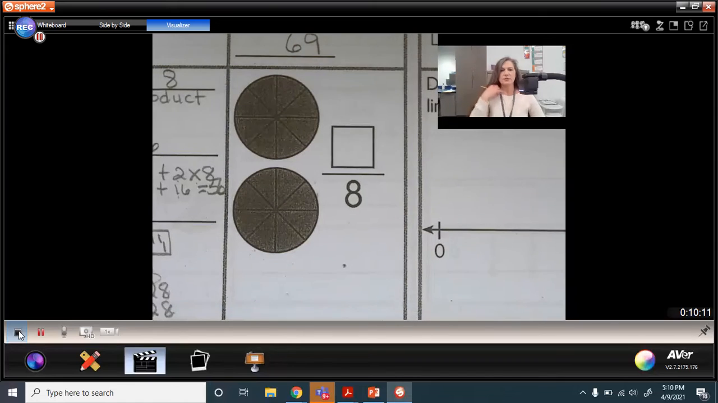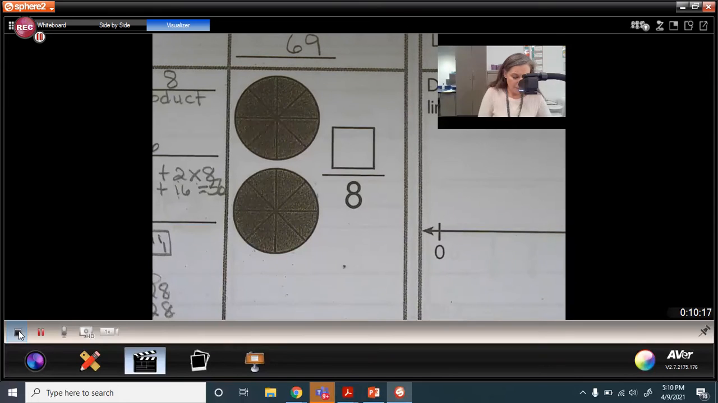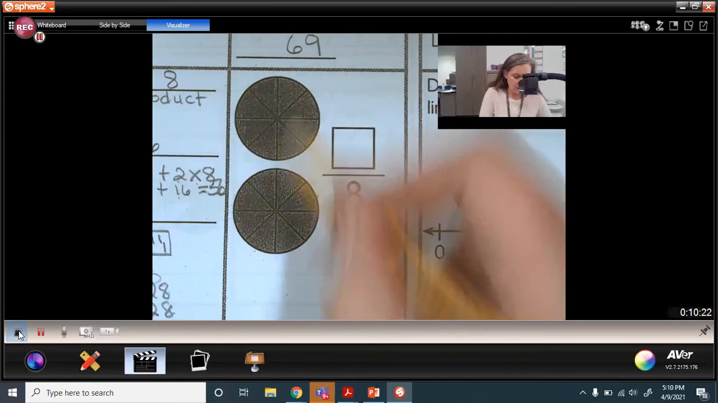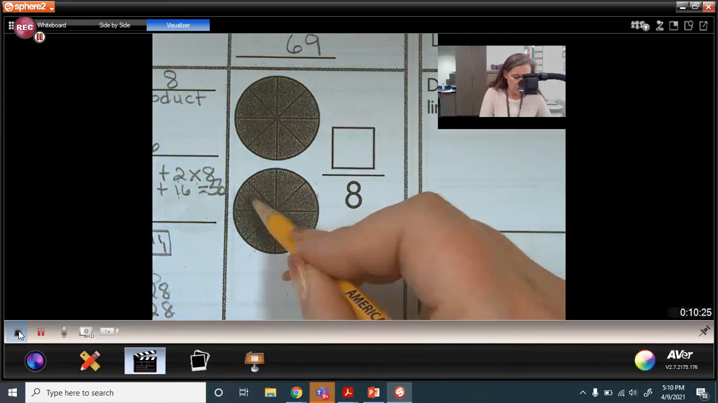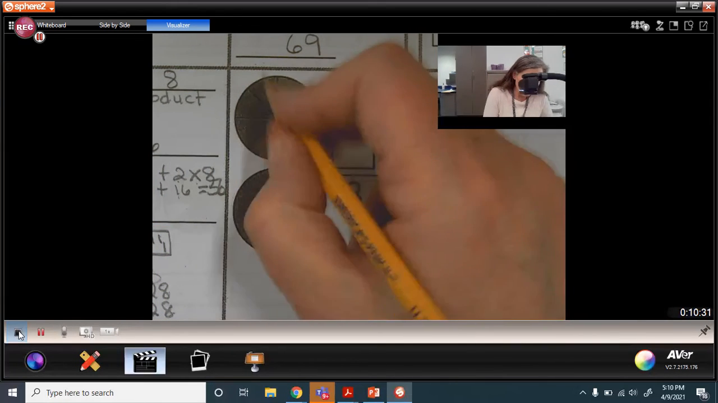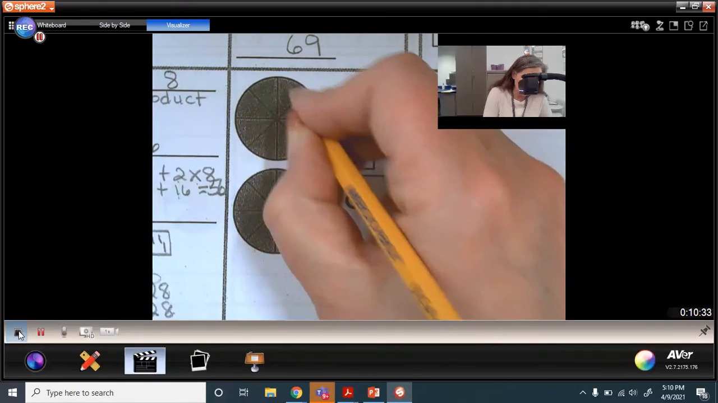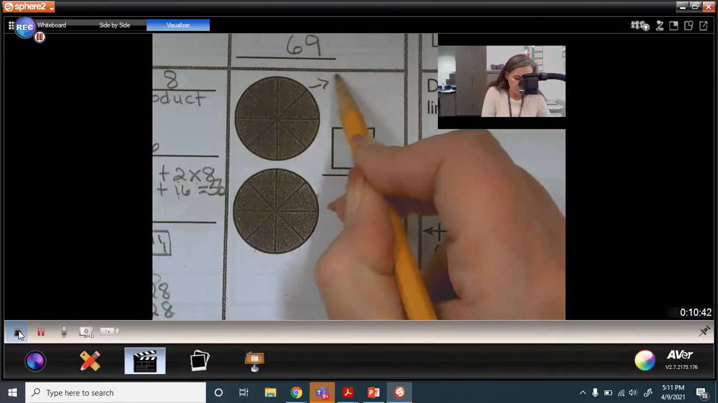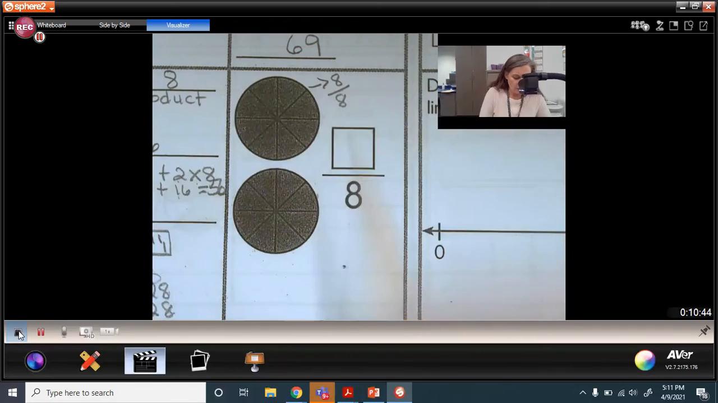And again, this is going to be a fraction problem. Remember, this is a whole circle. It's broken up into 8 equal parts. This is one whole circle. It is also broken up into 8 equal parts. Now, remember that each one of these is 1/8 of my circle or my whole. So this tells me that this is going to be 8/8. And this circle, since it's all shaded in, is also 8/8.